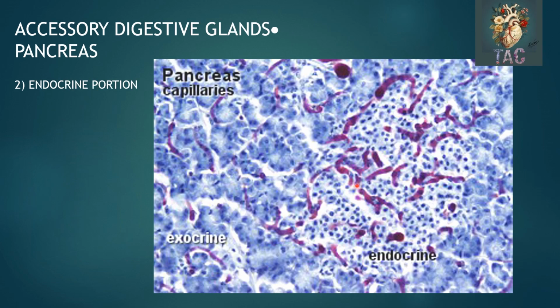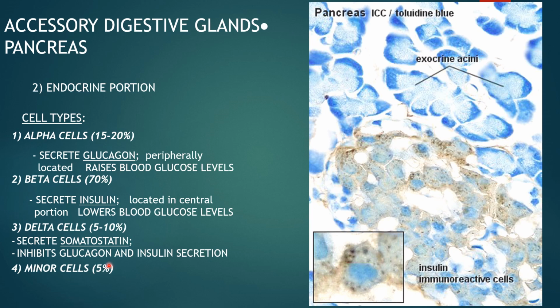So this is the endocrine portion of the pancreas, in which you can see the polygonal cells, which are different types of cells arranged in the form of cords, and in between you can see a large number of fenestrated capillaries over here. A minor population of cells, forming 5% of the total cells of the islet, secrete pancreatic polypeptide, vasoactive intestinal peptide, secretin, motilin and substance P, etc.